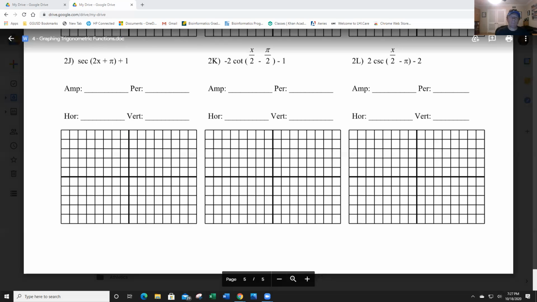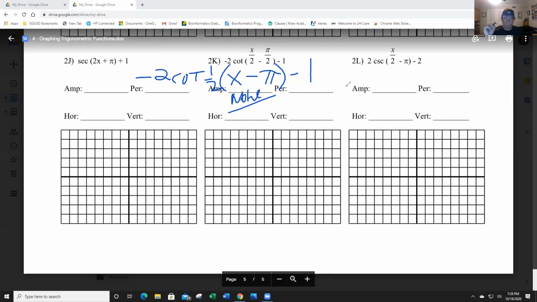So the next one we got, I'm going to have to rework this, -2 cotangent. What do we got here? 1/2 x minus pi minus 1. Is that correct? Let's double check like we always do. 1/2 times x is x over 2. 1/2 times pi is pi over 2. We got it. Okay. Amplitude on cotangent, we don't talk about that.